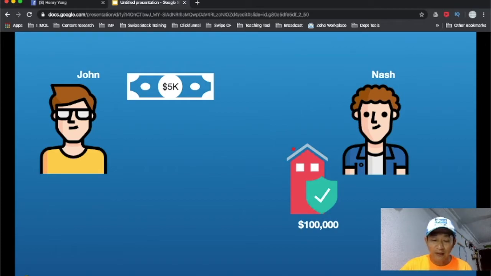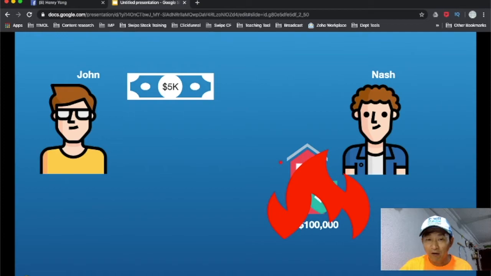So Nash will be collecting the 5,000, and Nash is okay to lose the 5,000 for the protection provided by John. So in this second scenario, in the accident, Nash's house is damaged, due to a natural disaster. So Nash will be filing a claim because his house needs to be repaired, and he files the claim for the repair from the insurance agent, which is John.